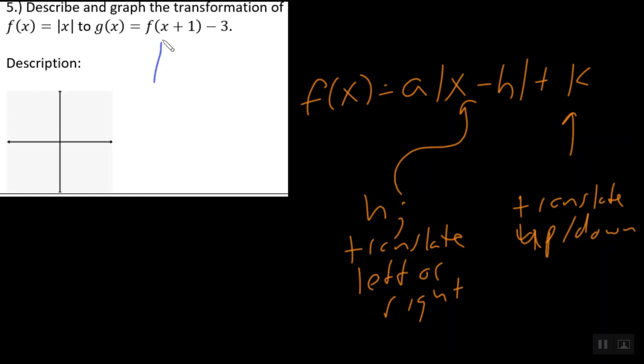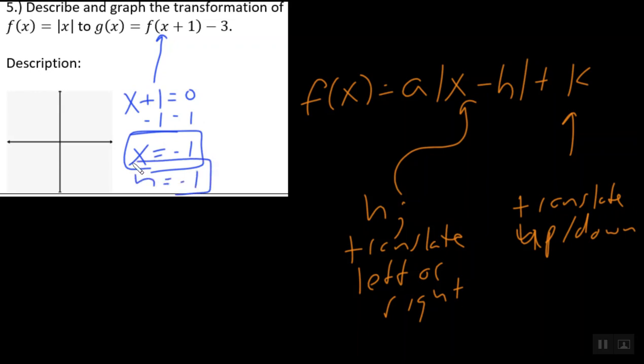Okay, so let's take a look right here. We're going to say, what is my x value? Well, when x plus 1 is set equal to 0, I subtract 1 from both sides, and x is equal to negative 1, or aka h is equal to negative 1. And then I know that my k value is equal to negative 3. It's just exactly what we see.